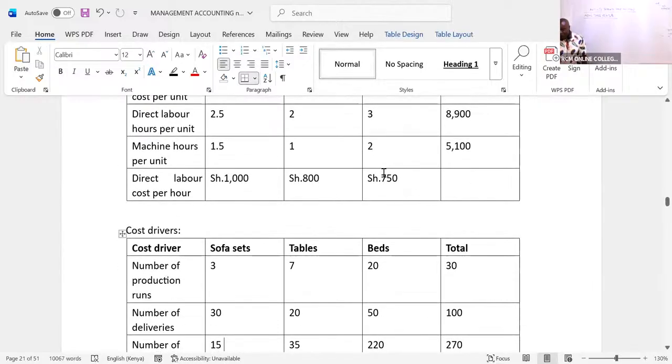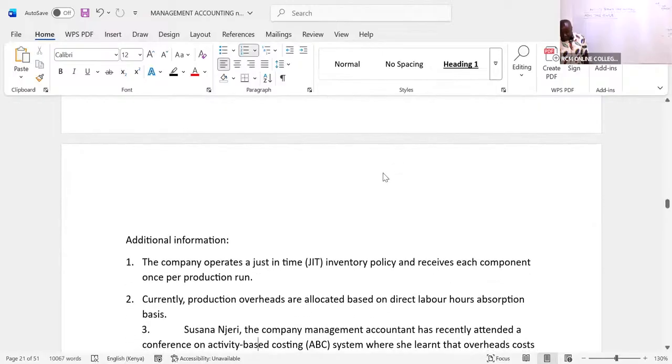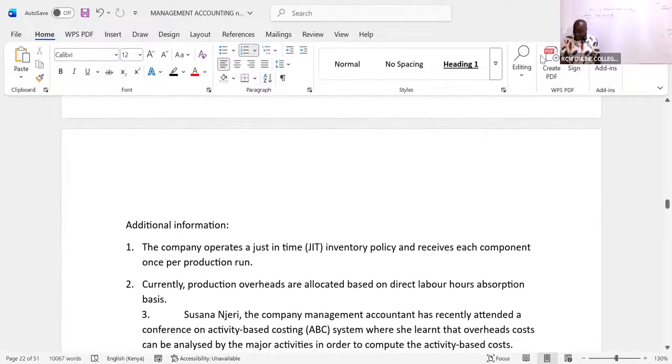So then they have given me cost drivers. When I see the word cost drivers, I know they're going to test me on issues to do with activity-based costing. So additional information: the company operates a just-in-time system, a JIT system, inventory policy, and receives each component once per production run. I haven't yet taught you inventory management, but whenever you hear of JIT, what comes to your mind?